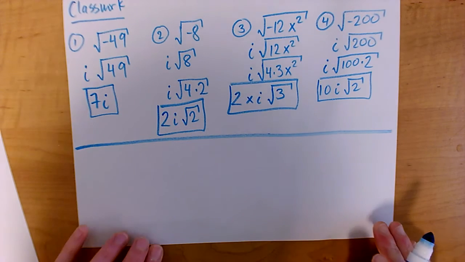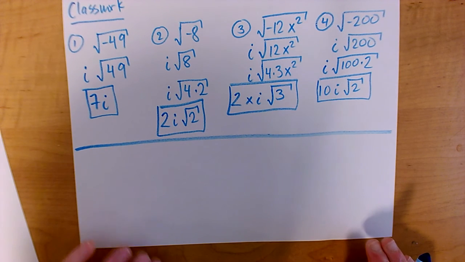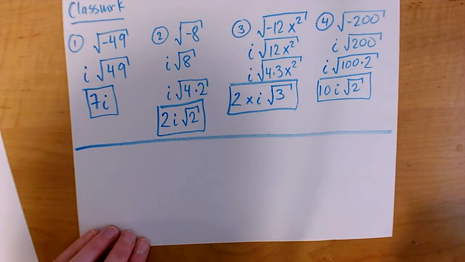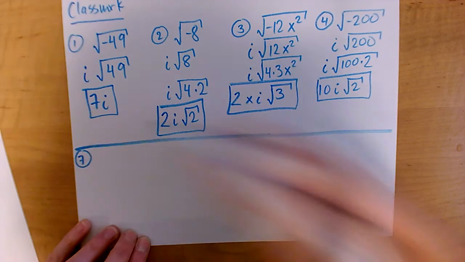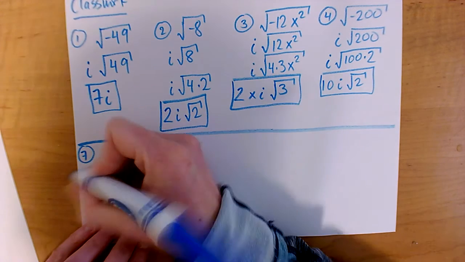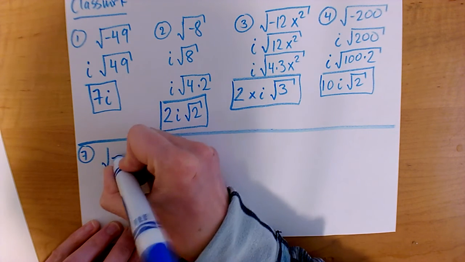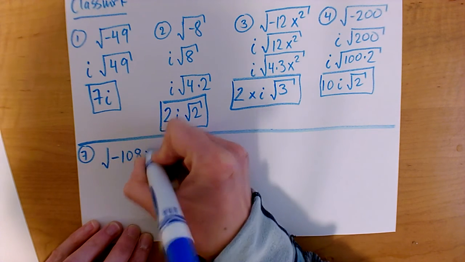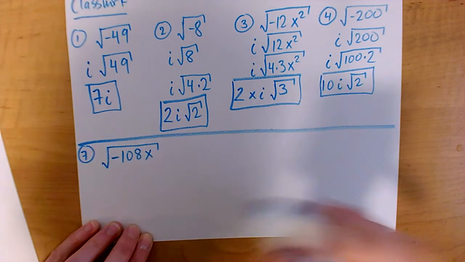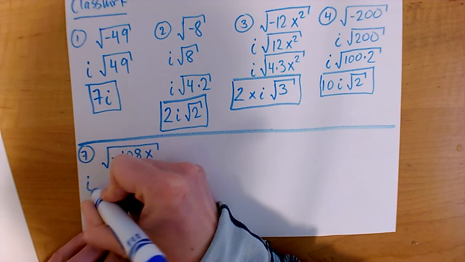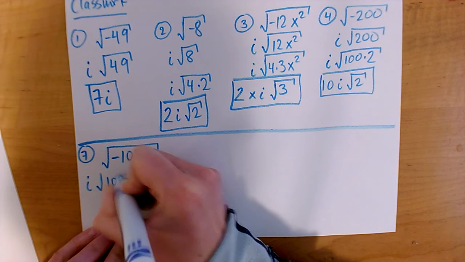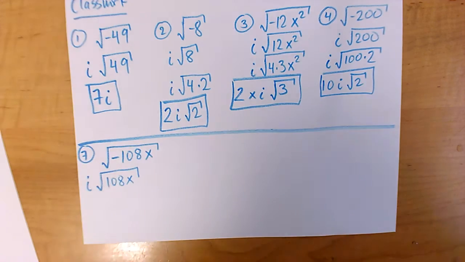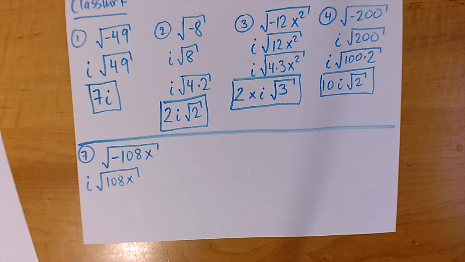Okay, so moving on. Let's see, we skip over 5 and 6. Let's jump down to number 7. So for number 7, we have the square root of negative 108x. Okay, so we'll pull our i out and we'll have i root 108x. So we want the largest perfect square inside of 108.